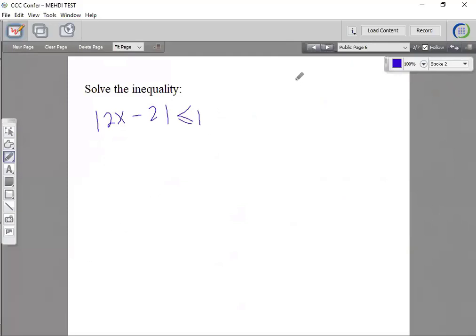So I have to go back to the basics. If absolute value of x is less than or equal to 1, what that means is all the numbers that are less than 1 unit away from 0. All the numbers less than 1 unit away from 0 would be all the numbers between -1 and 1, right? Including -1 and 1. So that would be my solution. All the numbers between -1 and 1.